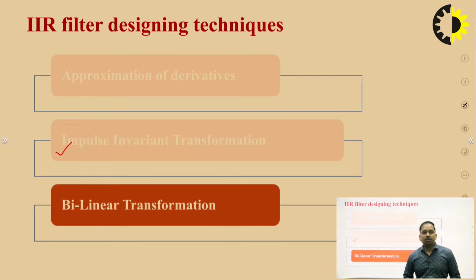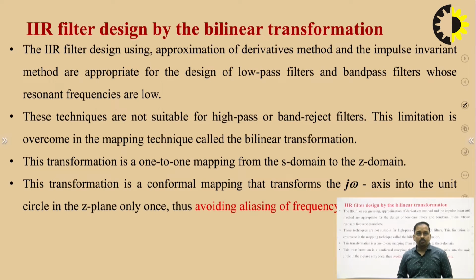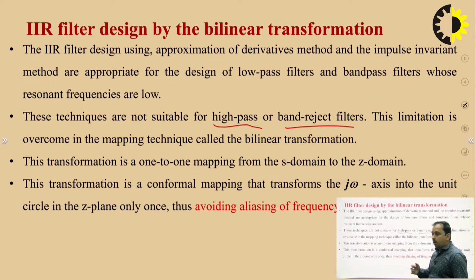So today we have the third technique to design IIR filters, known as the bilinear transformation. The past two techniques are not suitable for high pass or band reject filters. These limitations are overcome when the mapping is one to one, and one to one mapping can be observed in the bilinear transformation technique.